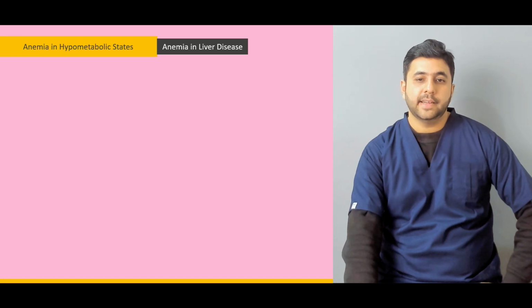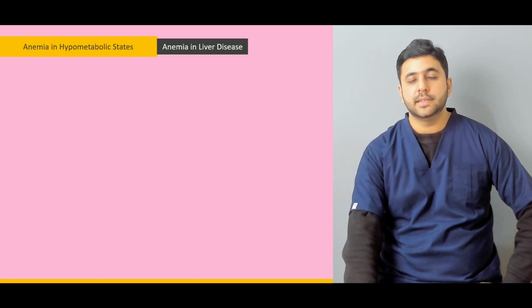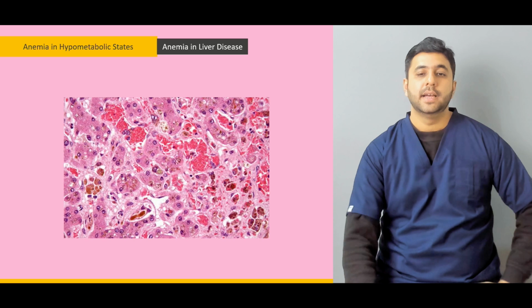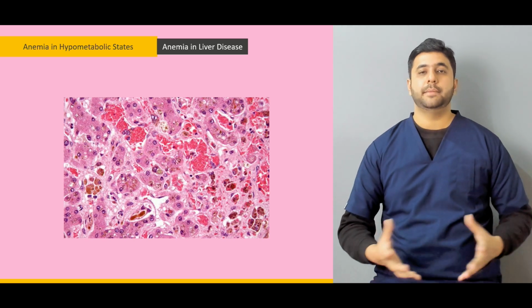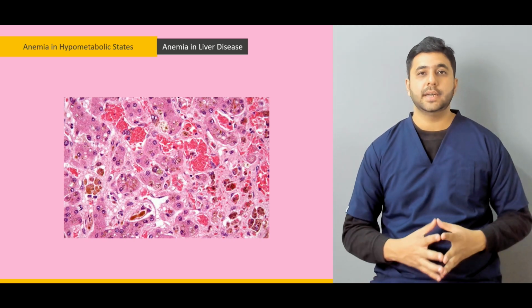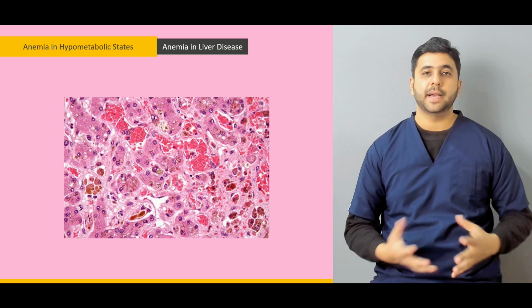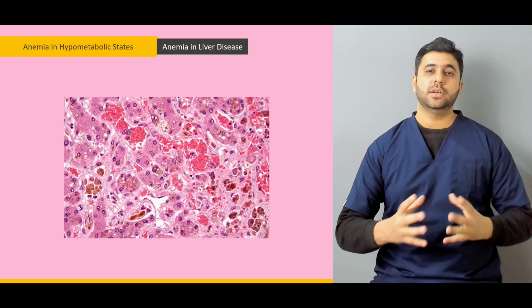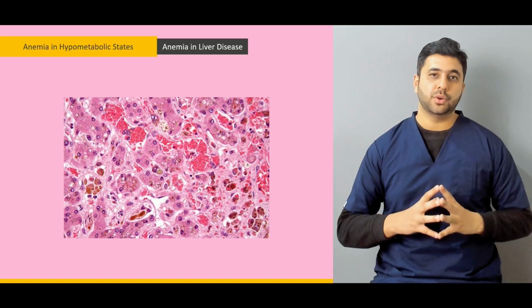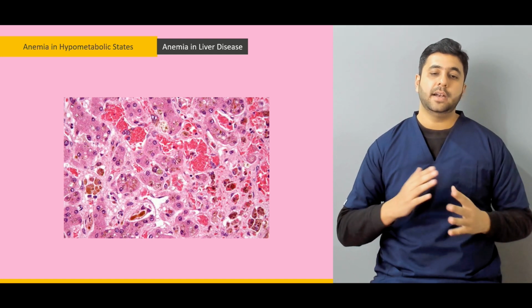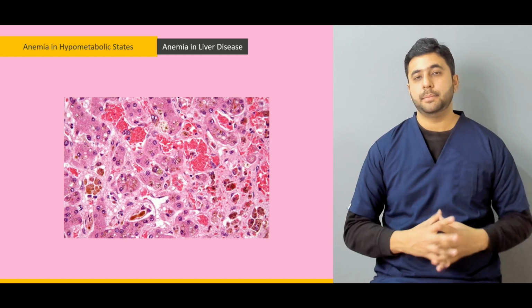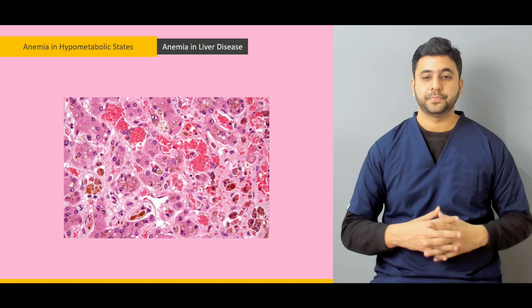An important mention here is anemia of liver disease. Just like the other hypometabolic states or other chronic inflammatory diseases, long-standing liver disease, be it hepatic cirrhosis or because of any other cause, can, by different mechanisms with the help of inflammatory cytokines, lead to decreased production of erythropoietin at the level of the kidney, and long term it leads to anemia in a liver disease patient.